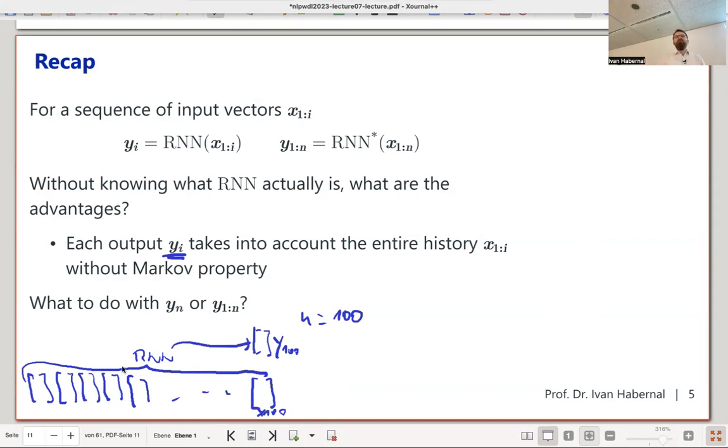This is what we want. We want to take the whole sequence and not care about the Markov property. You remember the Markov property, just taking maybe the last 3 words. But now the RNN should, we don't know how exactly, somehow be able to take the full input and, for any part we cut here, produce an output vector. Okay. Any questions?